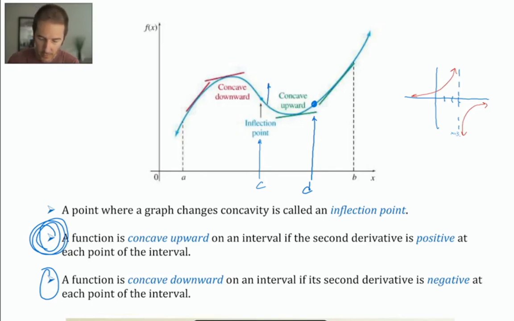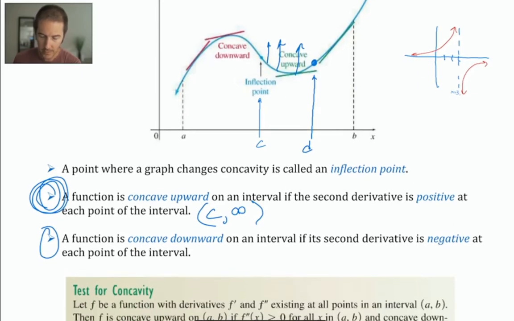Our graph is also concave up here, and here, and here. It looks like our graph is concave up on the interval starting at c and going all the way off to positive infinity. This graph also looks like it's concave down everywhere to the left of x equals c. So I would say that it's concave down from negative infinity all the way up to c. Notice that both of those intervals are open intervals. C has a parenthesis next to it. We're not including the inflection point. That's the point where concavity changes. It's neither concave up nor concave down.